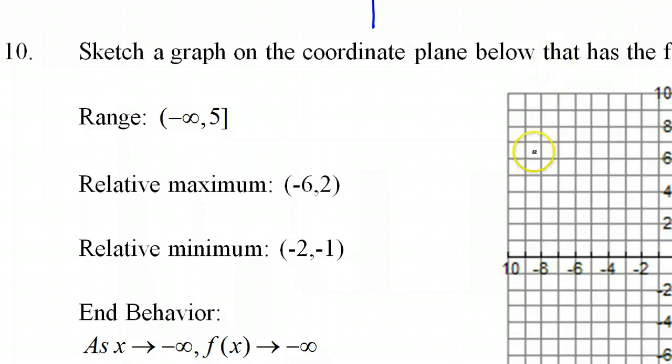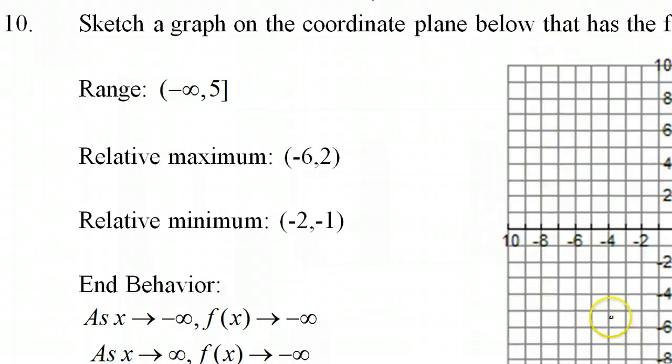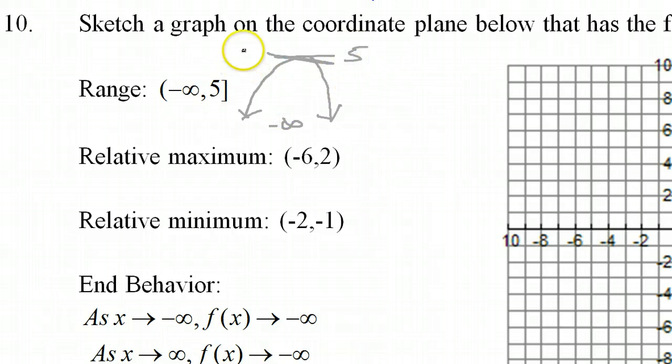Now, most people did a pretty good job on number 10. We're supposed to sketch the graph that meets these criteria. So, we need a graph that has a range of negative infinity to 5. Okay? That means we need a graph that's pointing downward. You know, whatever else it's doing, this kind of a thing. Because it's got to go from negative infinity, and then it has to go up to a height of 5. So negative infinity to 5.